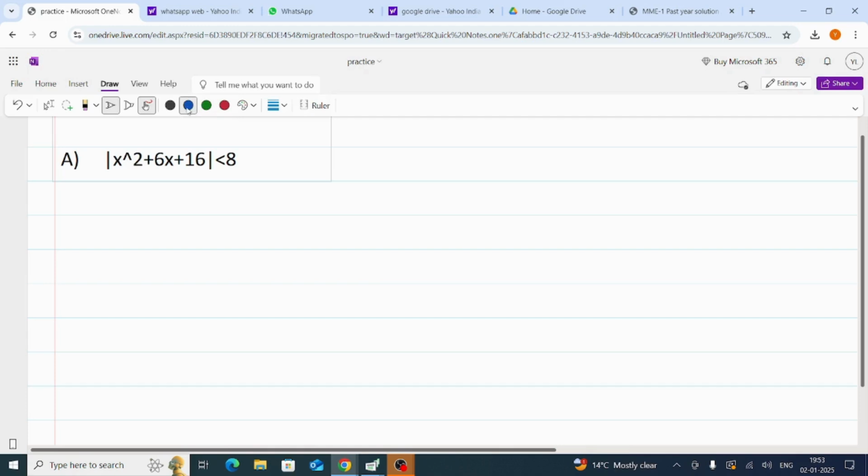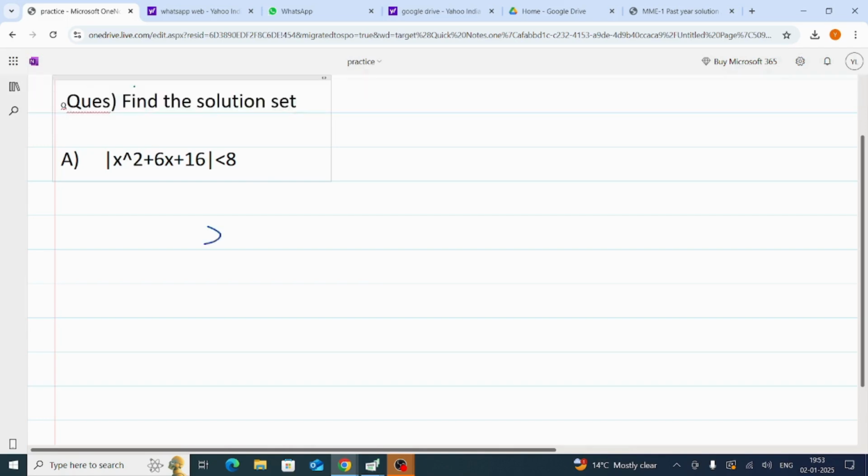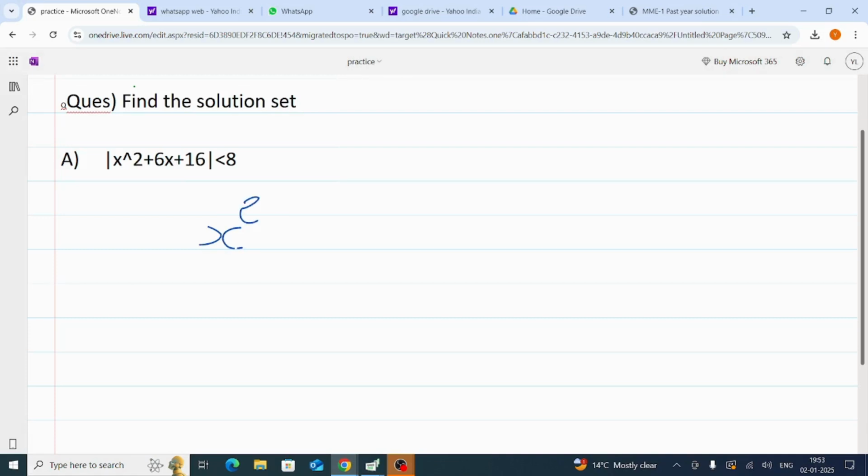Okay. So let's start. So yeah, we have been given x squared plus 6x plus 16, whole under modulus, less than 8.